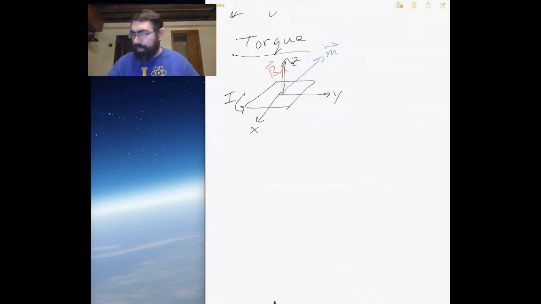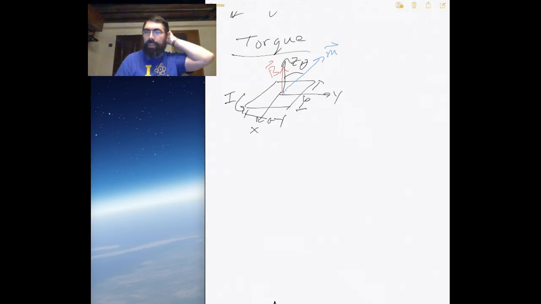And lastly, the lengths of the sides are b on one side and a on the other. The other thing I can point out is that since I've put the magnetic field along the z direction, the angle between the magnetic moment and the B field is theta.